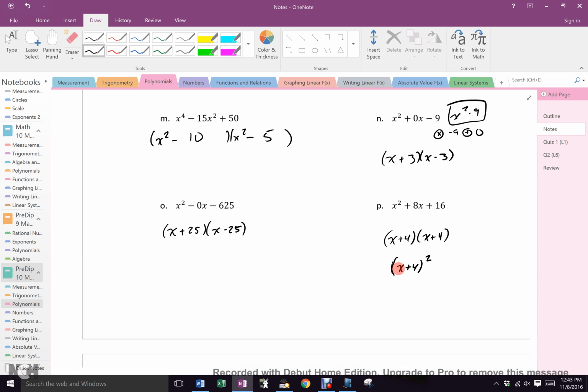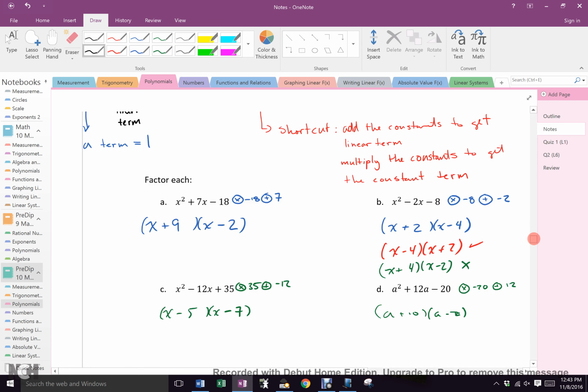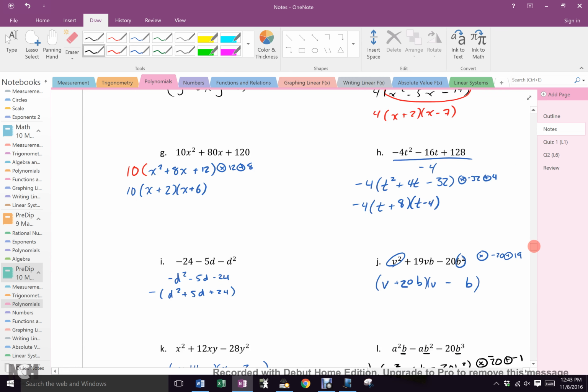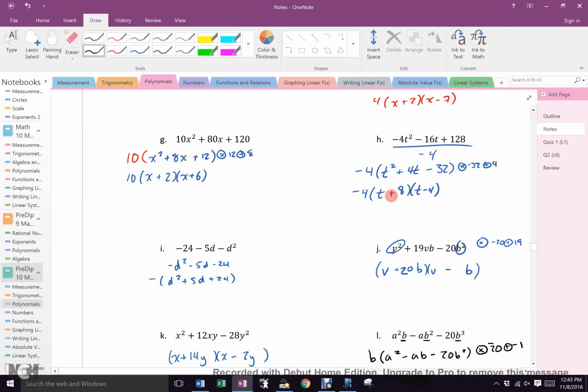Everybody feels good about trinomial factoring when the quadratic term is a 1? Yeah. Alma. For which one? H? Let's look. It had to be negative 4. Because you needed to have positive 4 on your final.